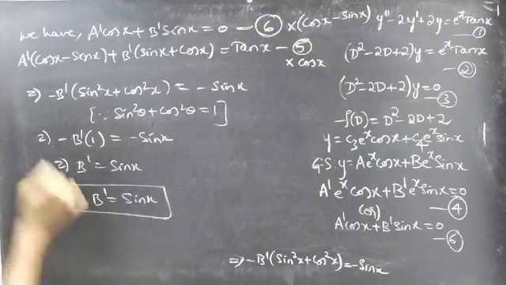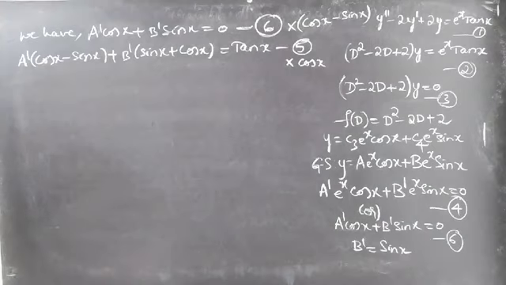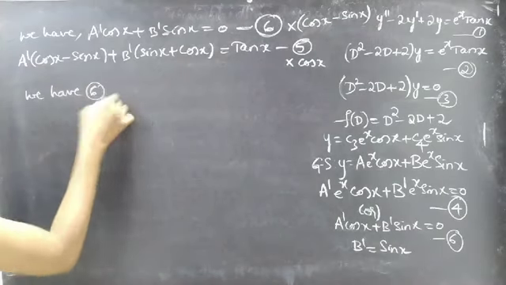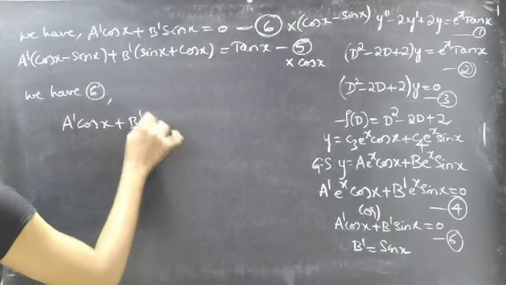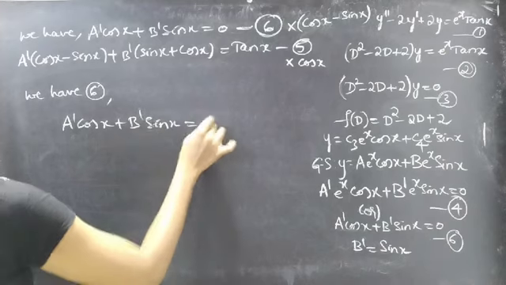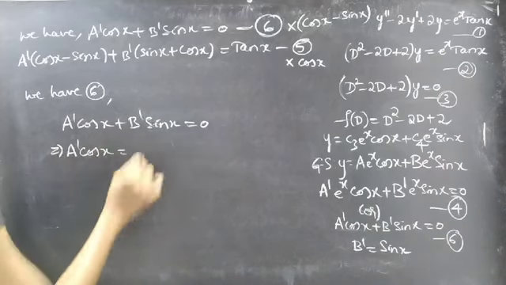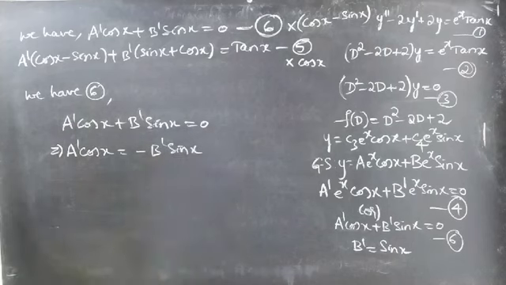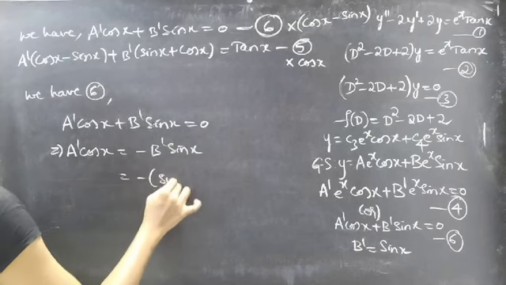We got b dash. Let's now find a dash by substituting b dash in equation 6. We have equation 6, a dash cos x plus b dash sin x equals to 0, right? Now take the second term to RHS, we'll get a dash cos x equals to minus b dash sin x. Okay, now substitute b dash here, which is sin x.